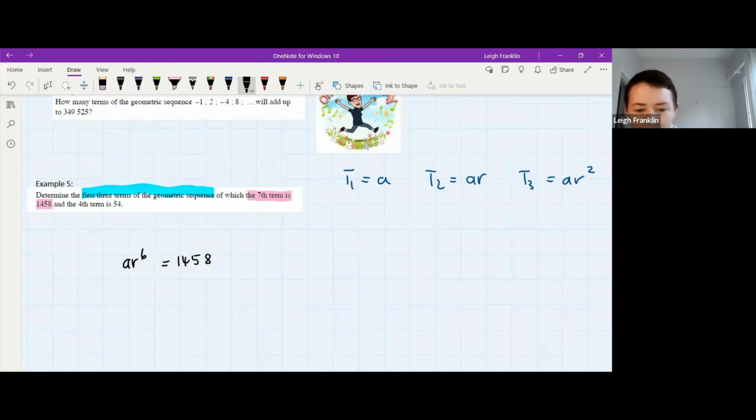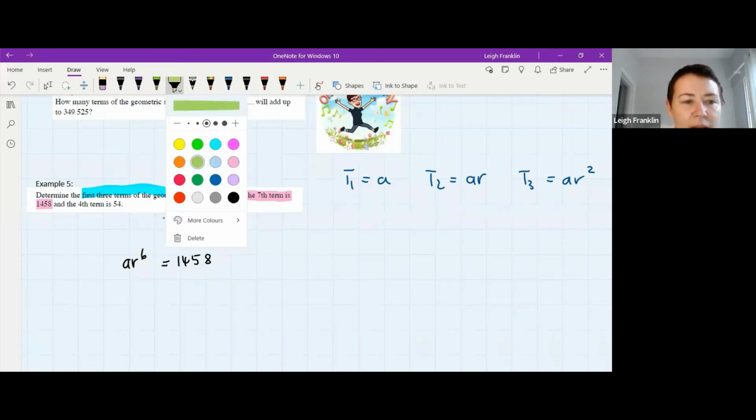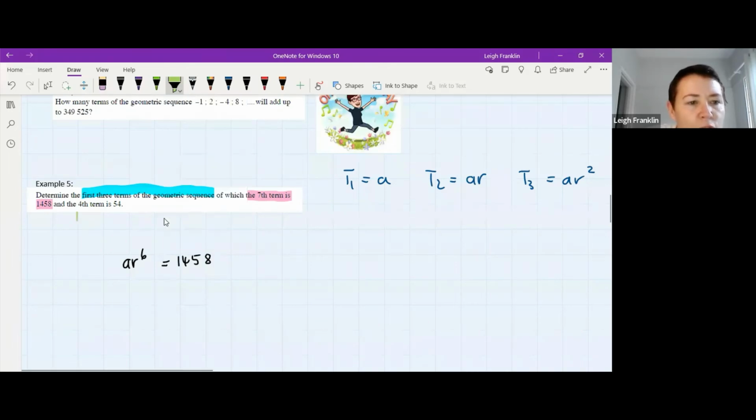Okay, so there's a few people with their hands in the air. Gosiami, did you want to say the same thing? Yeah, I wanted to say the same thing. Okay, awesome. So I tell you what, Gosiami, why don't you tell me what to write for the second part? So I'm going to highlight it now in green. The fourth term is 54. How should I write that? AR cubed is equal to 54. Excellent.